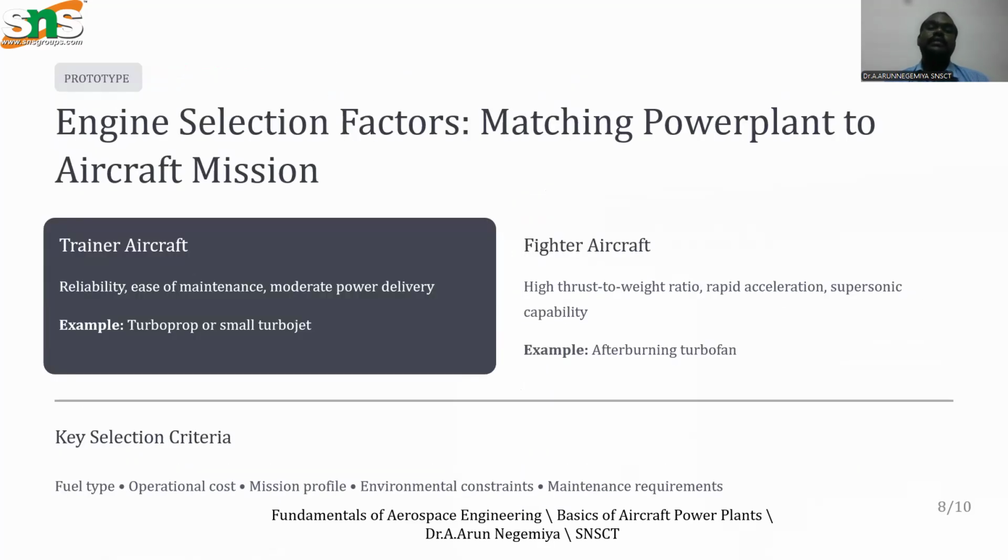Next one is the engine selection factor, which is called the prototype stage. In engine selection, what are the cases we need to check? First one is aircraft training. In that case, maintenance and power delivery are the things to consider for aero training. Next one is a fighter aircraft. For fighter aircraft, we use supersonic capacity engines and high thrust to weight ratio engines.